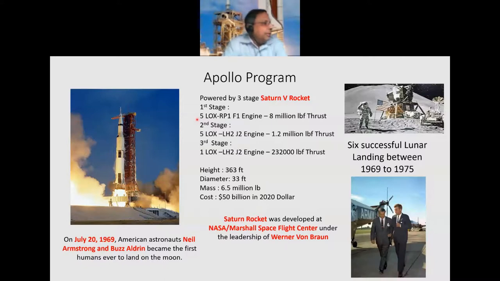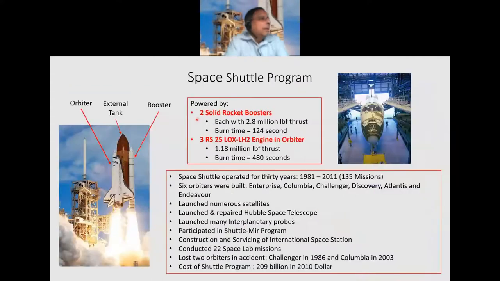1969 was the first Apollo lunar mission. There were six successful lunar landings between 1969 and 1975, and the Apollo program retired after those launches mainly for two reasons. First is the cost: it cost $50 billion in 2020 dollars. And also by that time, USA had kind of won the race. So they decided to come up with a cheaper launch. At that time, reusability was the issue, so the first reusable engine was developed for the space shuttle.